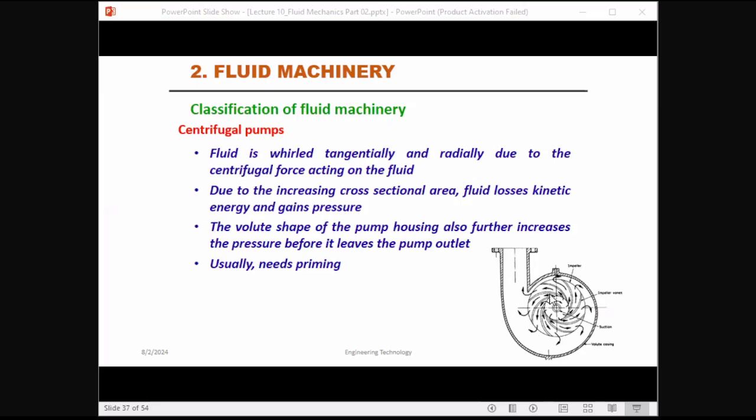Using this diagram, you can identify how the fluid goes through this path. Okay, here you can see impeller blades. Okay, this is the suction point, suction pipe line. This one, discharge line, outlet line. This is the inlet location. This is the outlet location of the centrifugal pump.